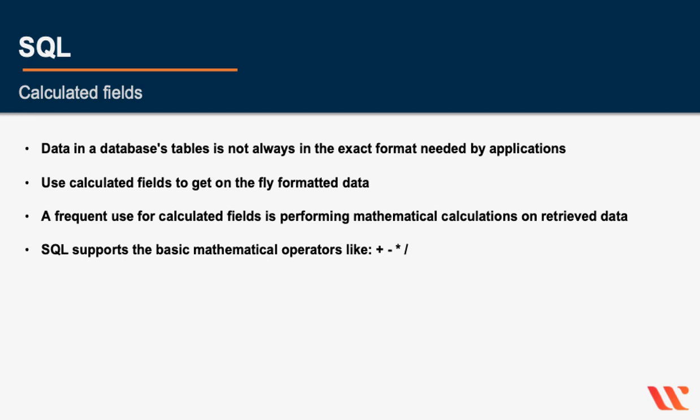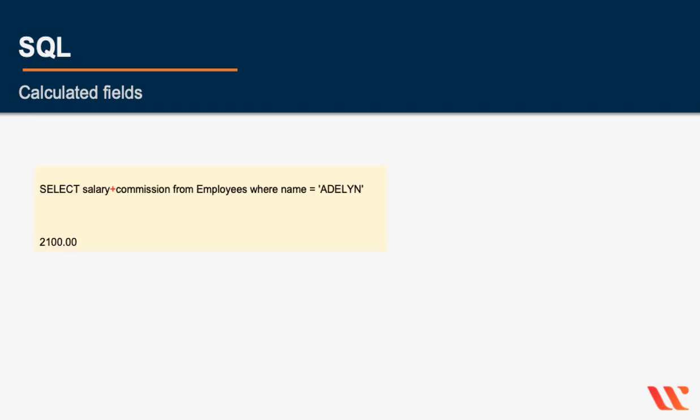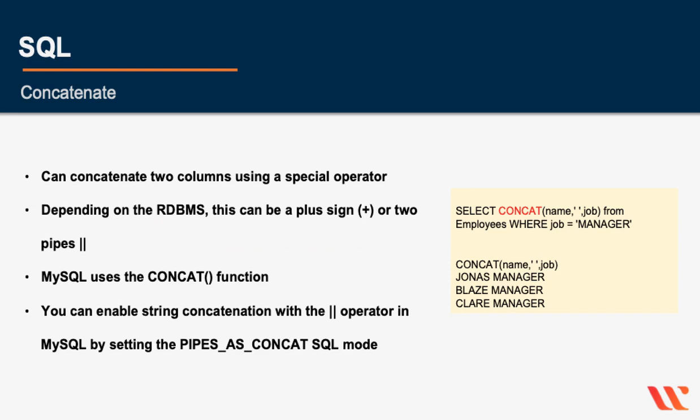The most frequent use of calculated fields is to do basic arithmetic. For example, SELECT salary + commission FROM employees WHERE name = 'Adeline'. In this case, we're just adding the values of two columns, the salary plus commission. Concatenation. Concatenation is where you're combining the data from two separate columns.